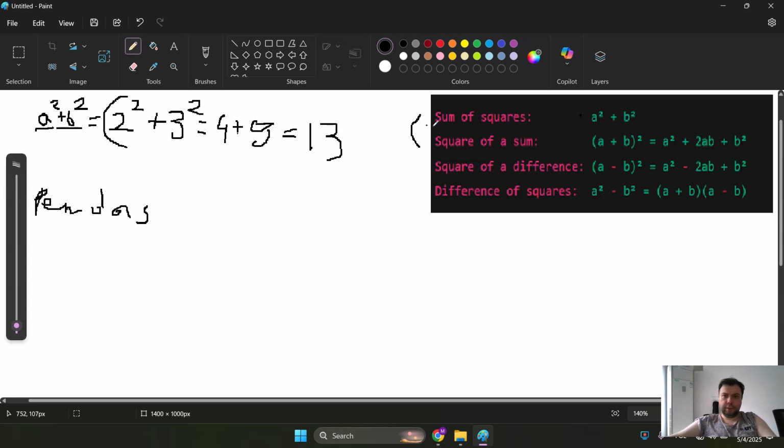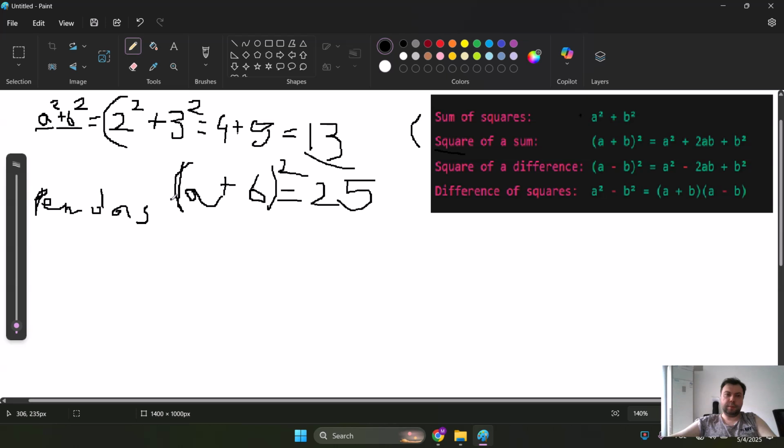But you will get this result if you use the sum of squares, but you will get a totally different result if you use the square of a sum. So let's take a plus b squared. It's going to be 25, not 13, because if we plug in 2 for a and 3 for b, we see the brackets, so first we add 2 plus 3 and then raise it to the power of 2, so it would be 5 to the power of 2 equals 25.